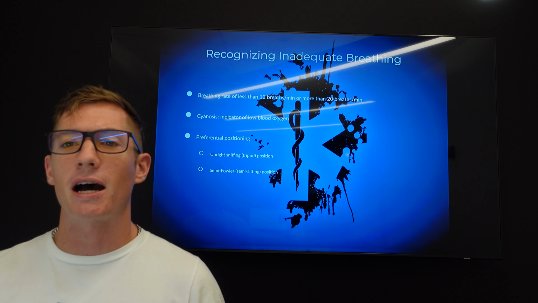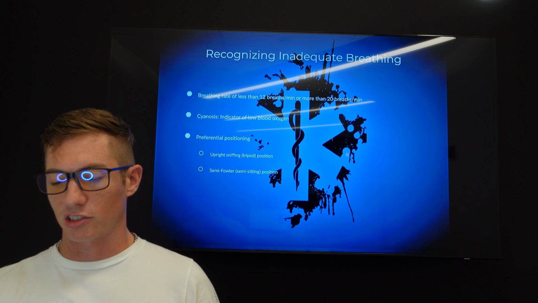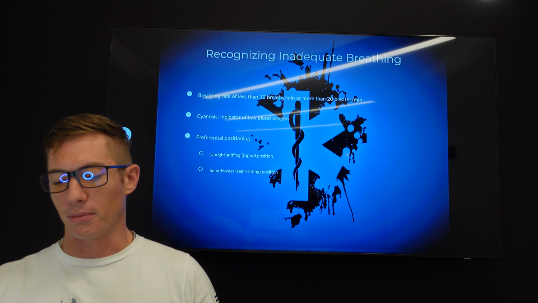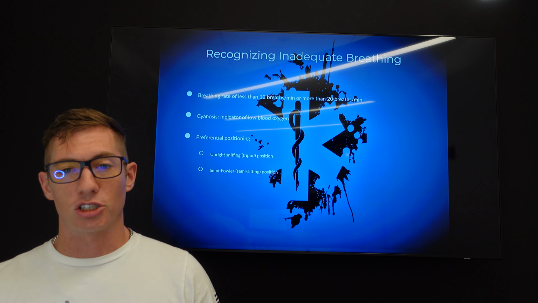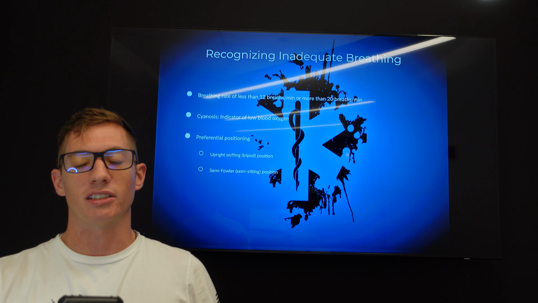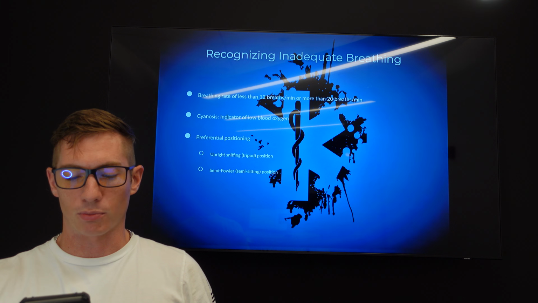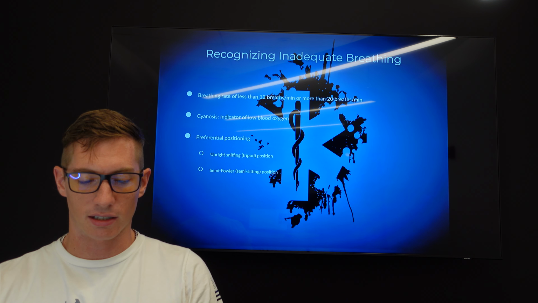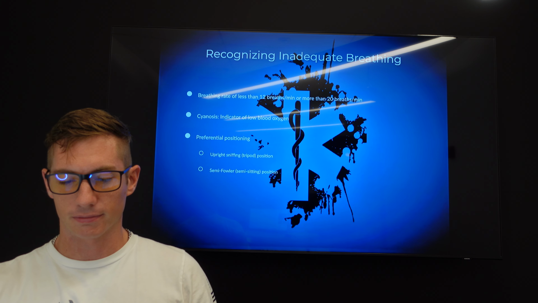Semi-Fowler. This is a semi-sitting position. This is what we will put someone up into on the stretcher. We're going to slightly bend it like this so they're reclined just barely, and that will make it easier for them to breathe as opposed to sitting down completely.